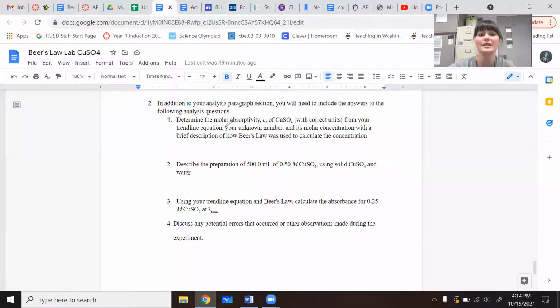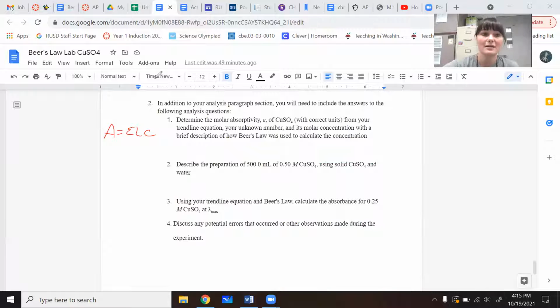The first question asks you to determine the molar absorptivity of copper sulfate with the correct units from your trend line equation, your unknown number, and its molar concentration, with a brief description of how Beer's law was used to calculate the concentration. Beer's law, again, is absorbance equals that funky little epsilon, the molar absorptivity, times your path length, times your concentration. So what you can do here is use any one of your absorbance values and its corresponding concentration to do this.